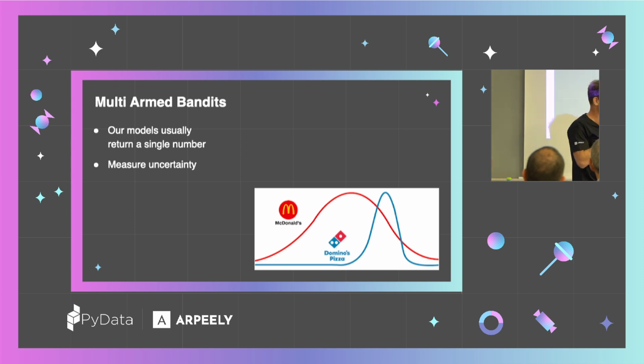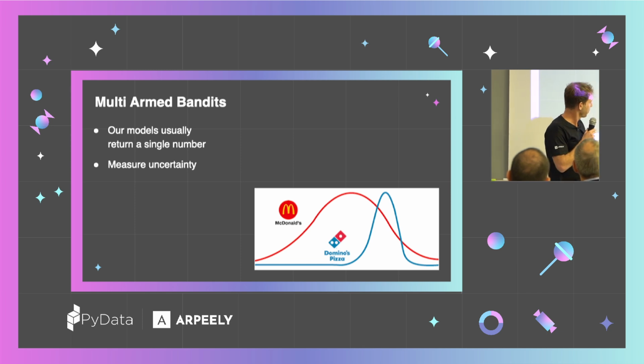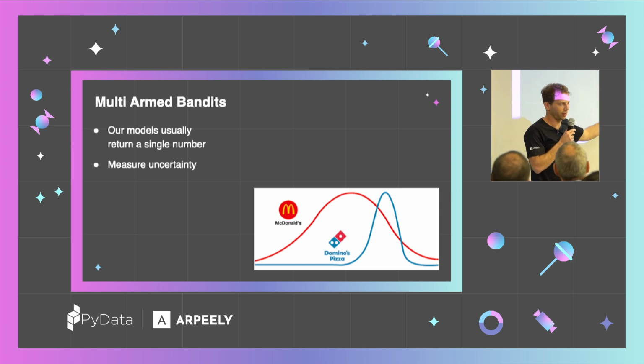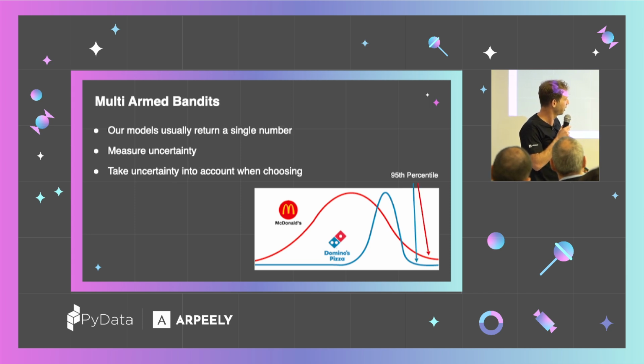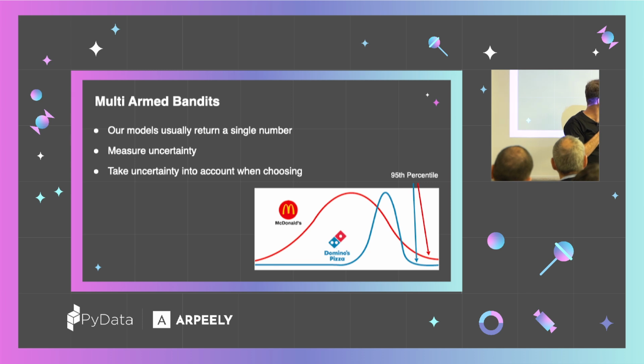I'm more sure about my rank for it. Now, Domino's could be better. McDonald's could be better. And this thing shows me that I think McDonald's isn't as good, but it might be better at some point. And if my model gives me back a probability distribution instead of a single point, I can do fun things, like say, let's compare the 95th percentile, which in this case will force me to go to McDonald's a few times, right?